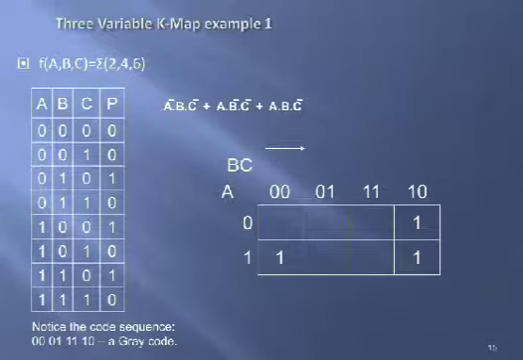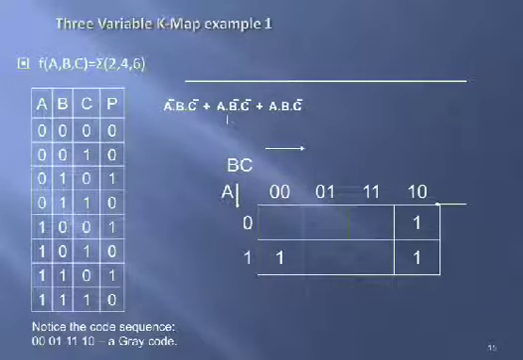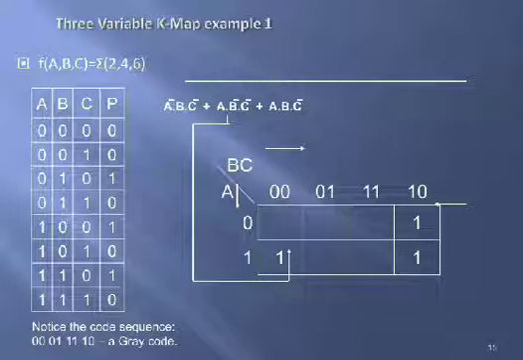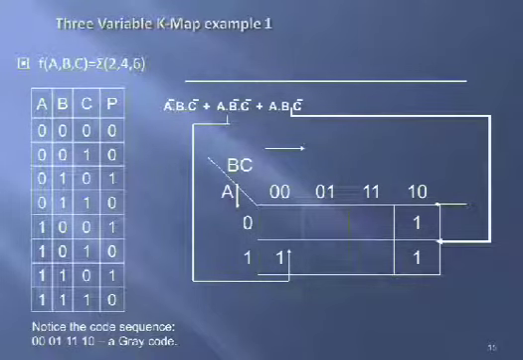We will see the terms corresponding to m2, m4 and m6 and how to place all those ones in the corresponding cells. If you observe, this m2 stands for 0 1 0. Since A is MSB and C is LSB, for 0 1 0, A is 0 and BC will be 1 0. That's why this 1 is placed in this cell, that is m2.